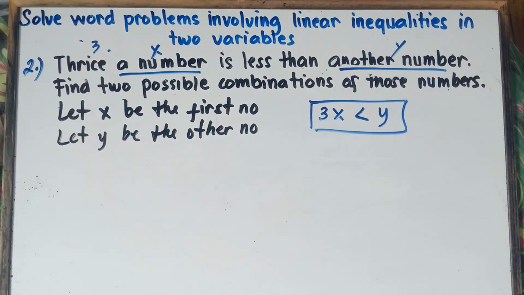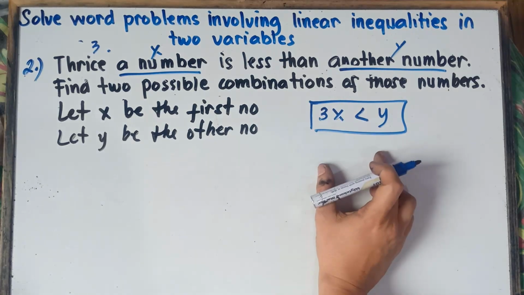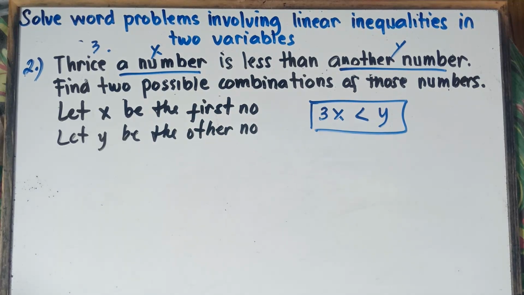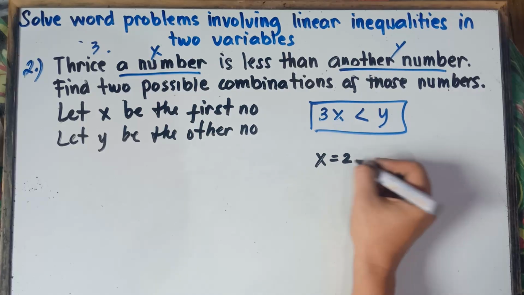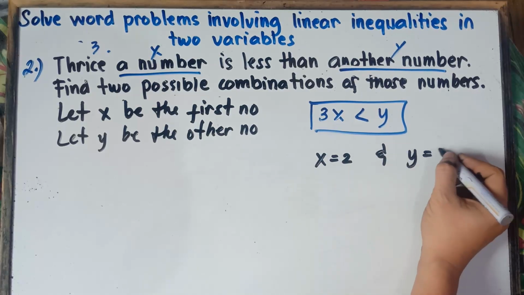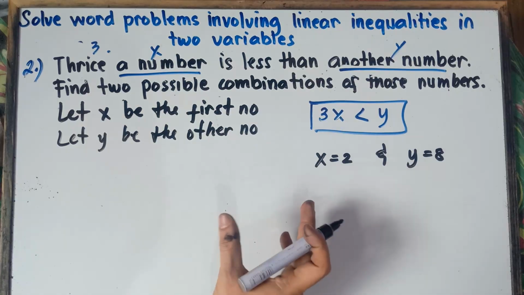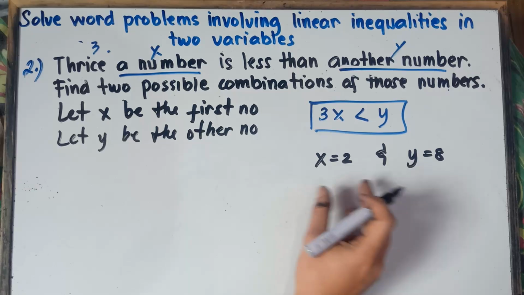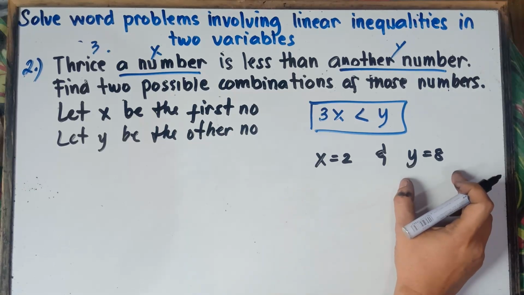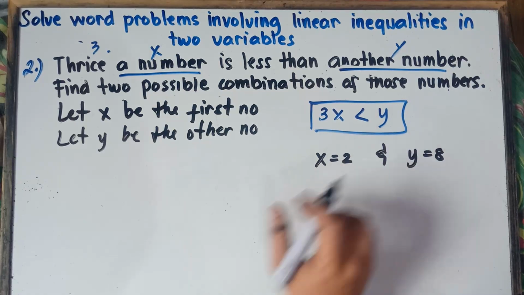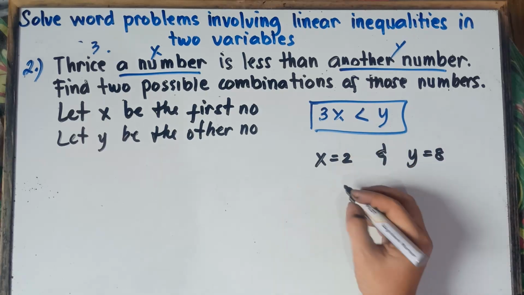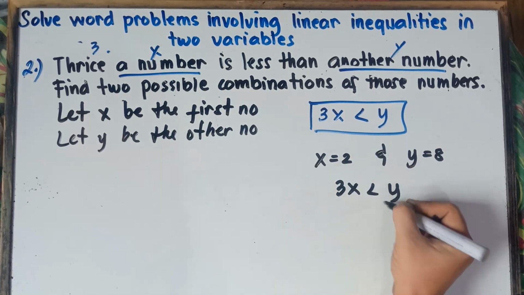Alright, now we need to find 2 possible combinations, class, with this given inequality. So therefore, class, we need to have trial and error, value of x, and then value of y. Let's say, class, if x is equals to 2, and then y is equals to 8. Once again, class, we do have many possible combinations. So let's check, class, if this is true. If x is 2, and then y is positive 8, will it satisfy the inequality, class? Let's check that one out. Let's substitute the value of x and then the value of y.